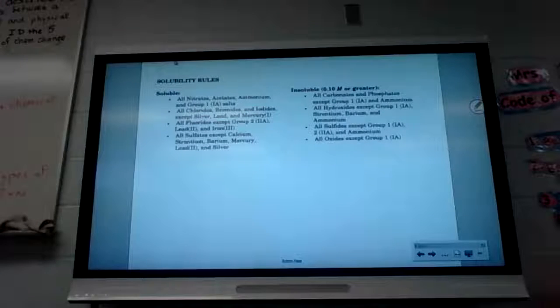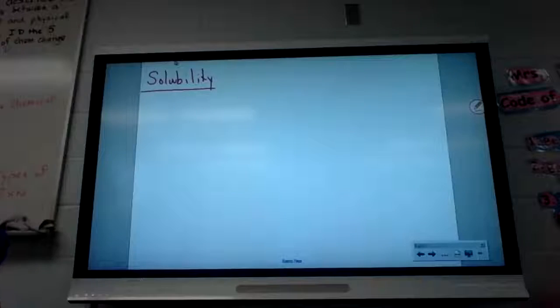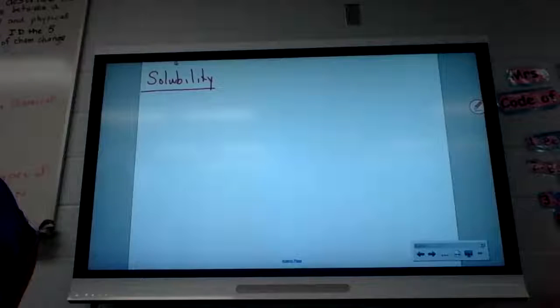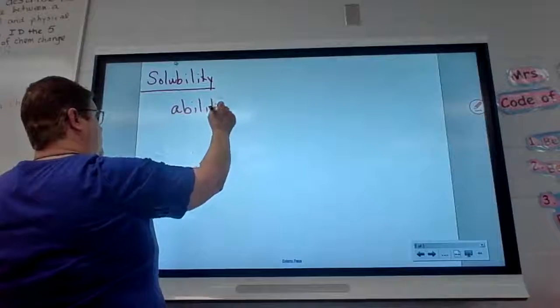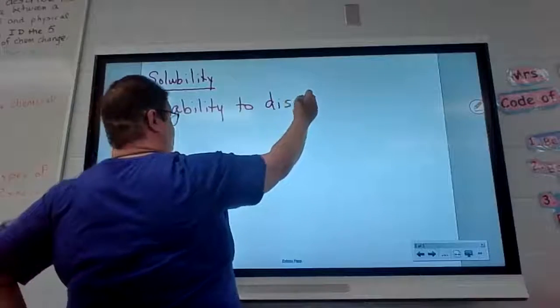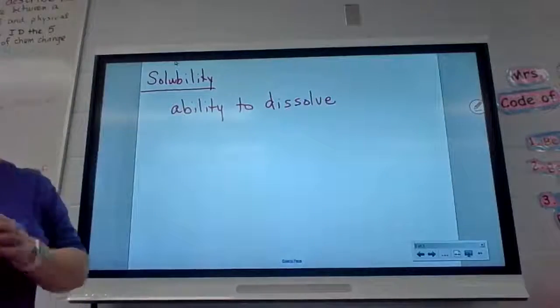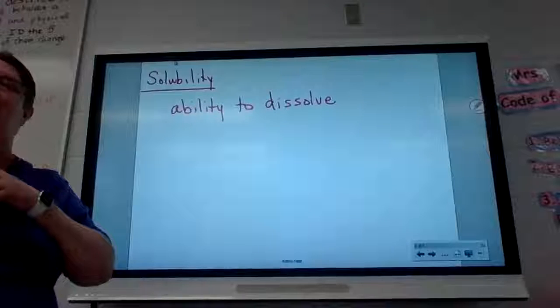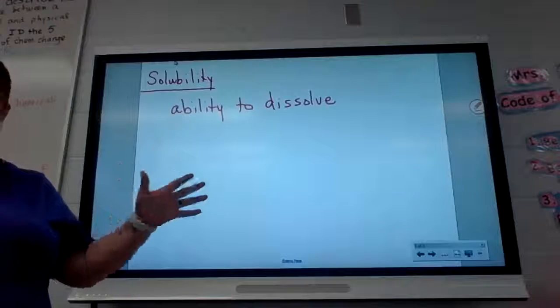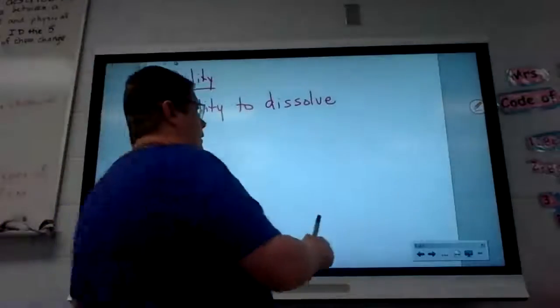All right. So looking at the solubility rules. So solubility. Moving on. Somewhere back in your previous science background, maybe, somebody, I hope, said something to you about solubility. It's the ability to dissolve. Now, it could dissolve in anything, and we'll talk about that later next week. However, for today, we're going to limit ourselves largely to water.